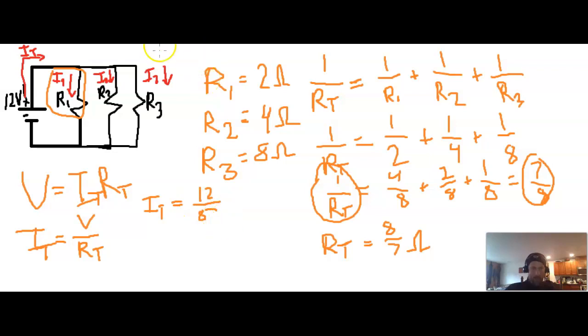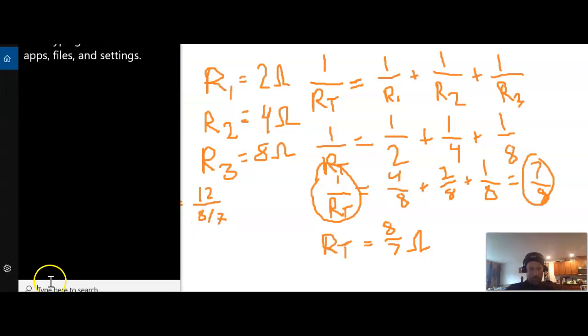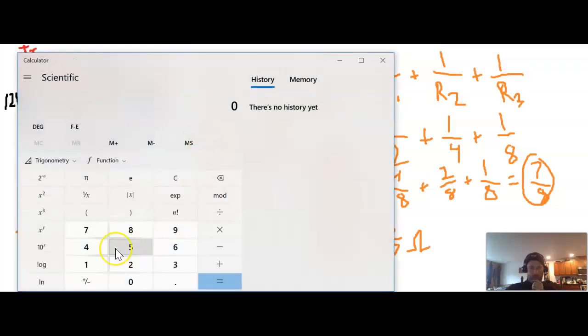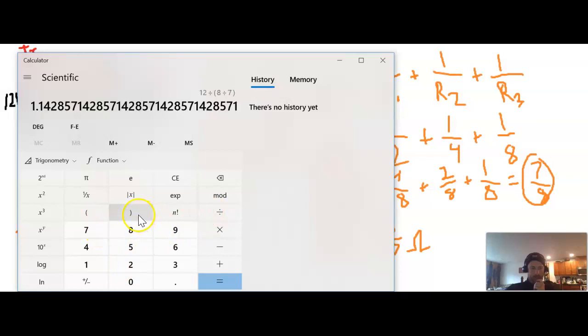Oopsies. Control Z. 12 divided by 8/7. And I'm going to pull up my calculator here. Should be able to see it. You're probably going to want to use your calculator on this assignment. 12 divided by, and I'm going to put 8/7 inside parentheses to make sure it is right. And I'm going to get 1.15 amps.